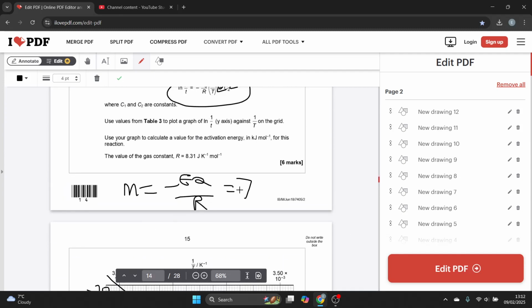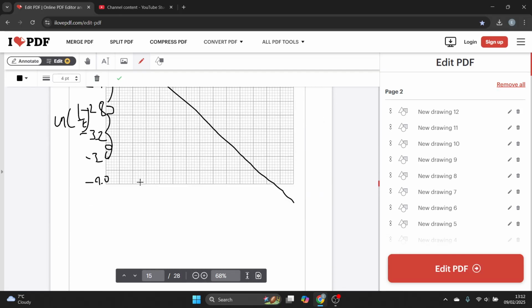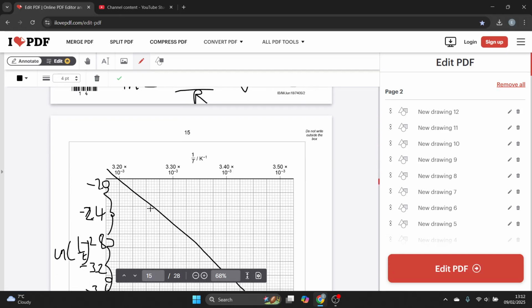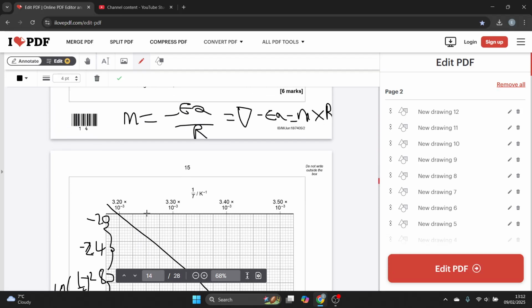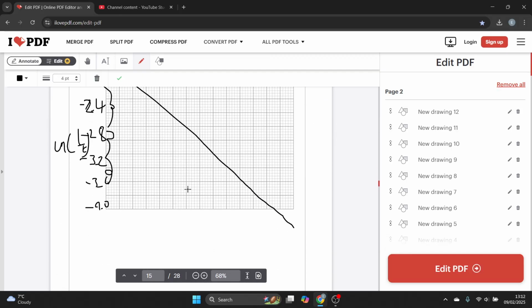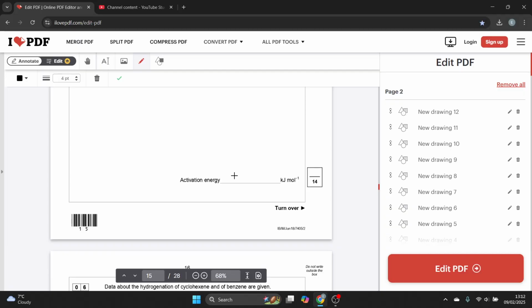Then rearrange it, minus EA equals the gradient times by R. We work out the gradient, y2 minus y1 over x2 minus x1, times by 8.31. And then divide by minus 1 to calculate EA as 55.2 kilojoules per mole to the power minus 1.